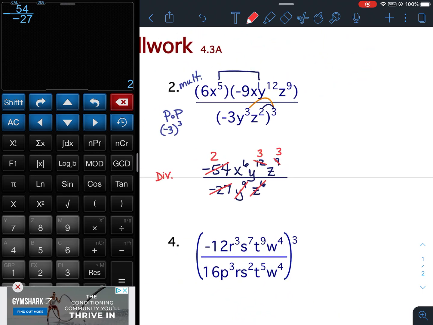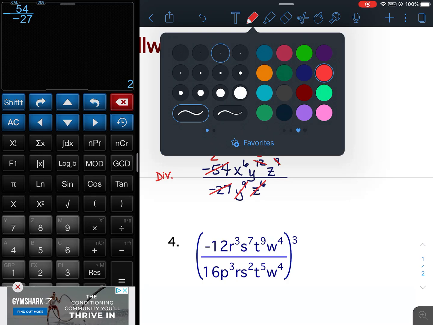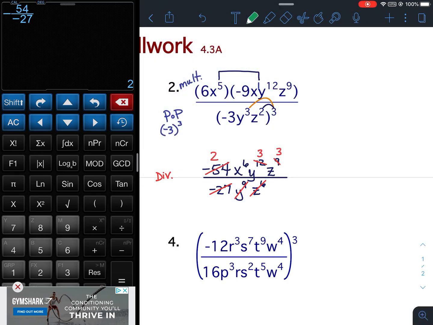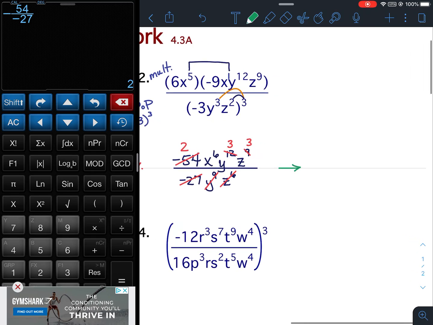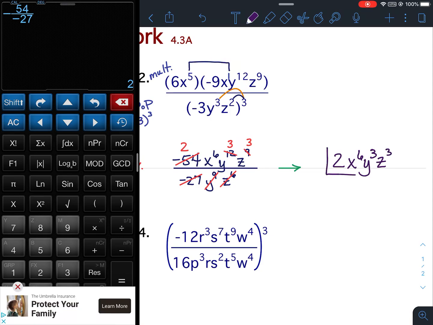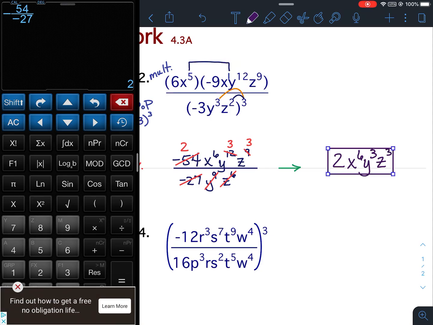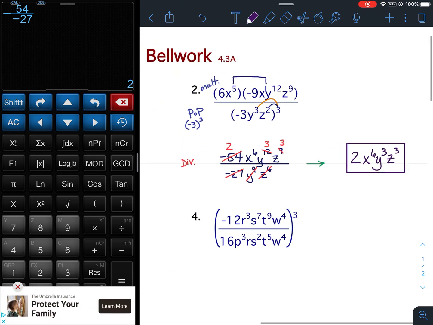Since there's not a whole lot of room to write underneath it, I'm going to write it off to the side. So my final answer, I have nothing on the bottom, so it's going to be 2 x to the 6th, y to the 3rd, z to the 3rd. And that is it for number 2.